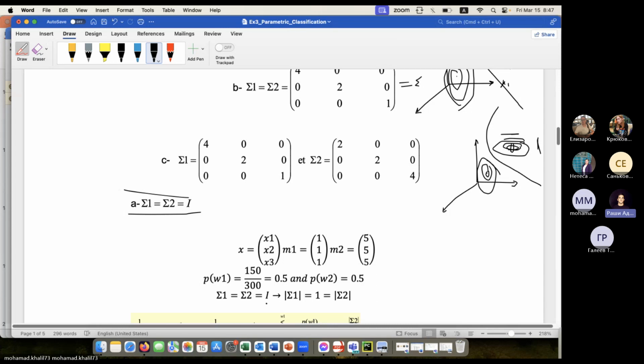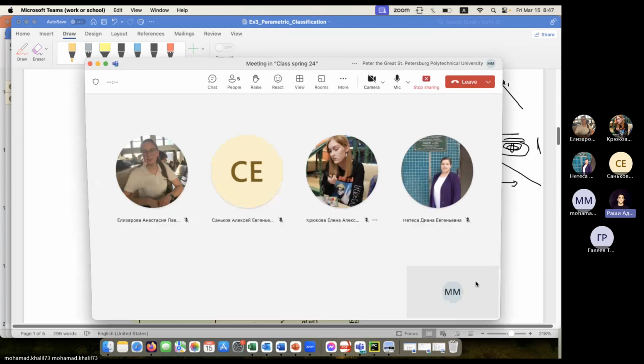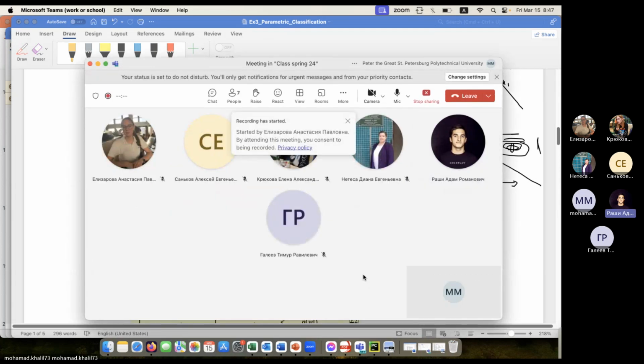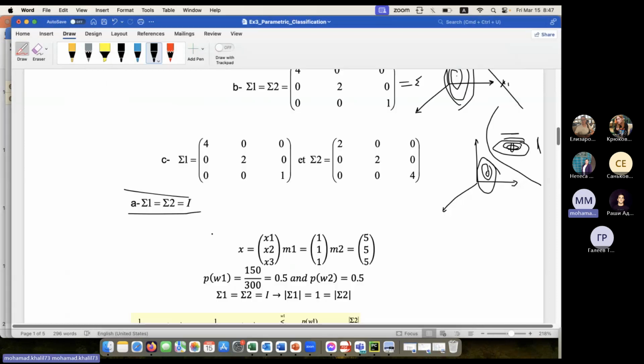Yeah, I had the question that you explained already. Since we have a three-dimensional space, why do we have a line but not a plane for classification? Yes, I will show you in the calculation now.